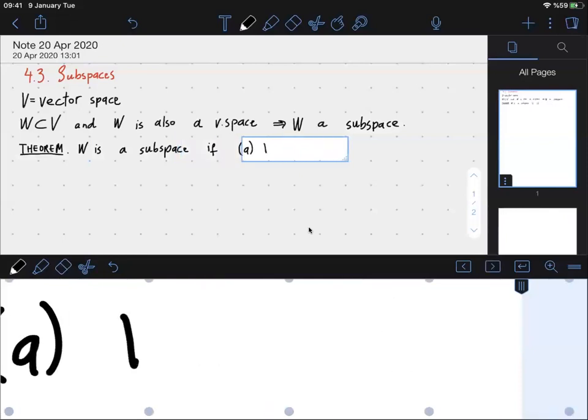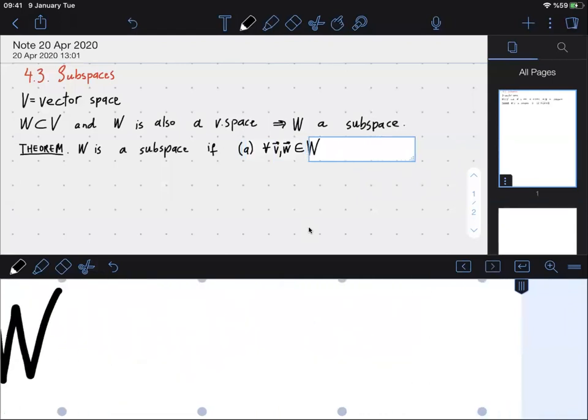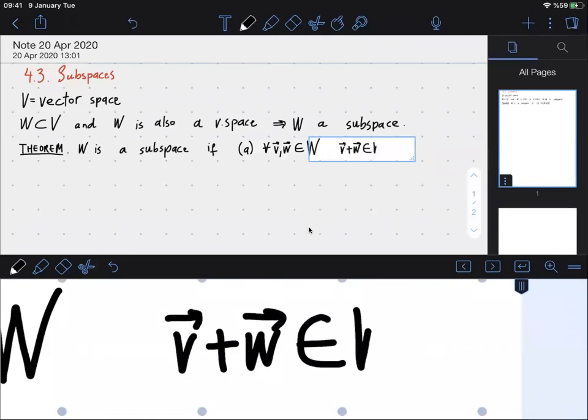For all the vectors V and W in the big space, we want V plus W to be in capital W. This is the first condition, which means if you add things in W, the smaller set, you should remain in W to be a subspace, okay.